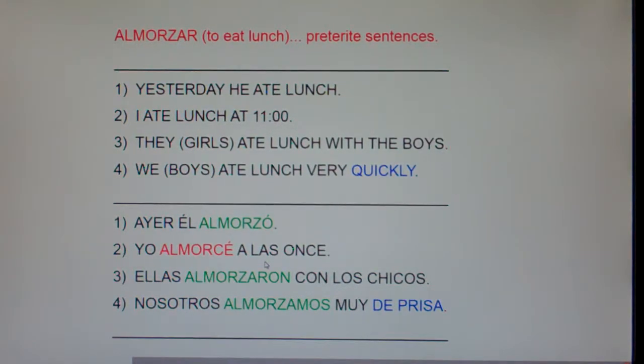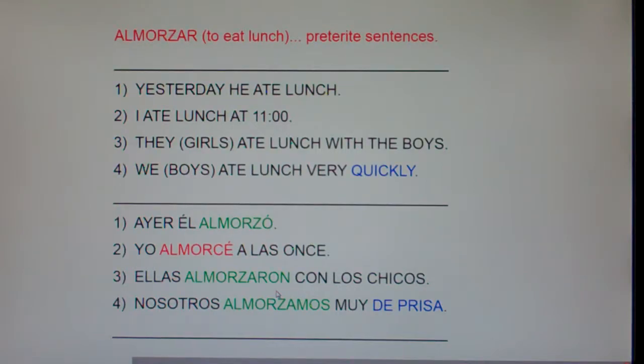Now, they ate lunch with the boys. You don't want to just say almorzaron con los chicos. If you say just almorzaron, you don't know if it's they boys or they girls. If you say ellas almorzaron, you know it's they girls. And if you say ellos almorzaron, it's they boys. Because remember I said in Spanish we say everything twice. In English we say we tell funny jokes. In Spanish we say we tell funny jokes.